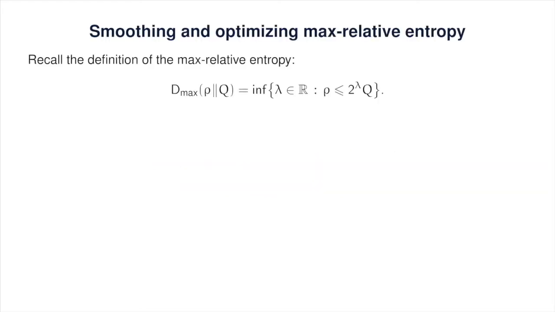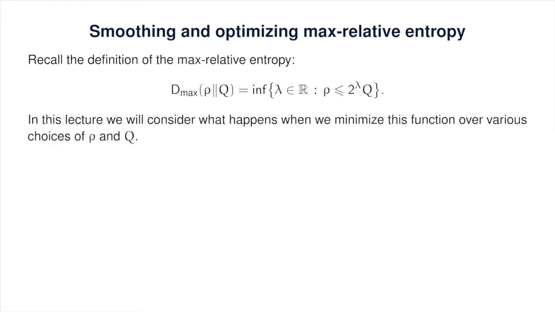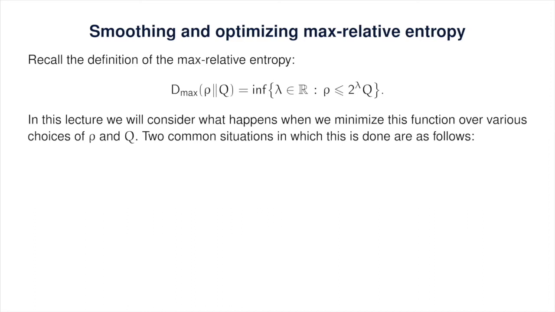Let's begin by recalling the definition of the max relative entropy, which we introduced in the previous lecture. What this lecture is about, in a nutshell, is what happens when we minimize the max relative entropy in either argument over various choices of convex sets. Two particular senses or settings in which we're interested in minimizing the max relative entropy over convex sets of inputs are as follows, and these are the two concepts mentioned in the title of the lecture.